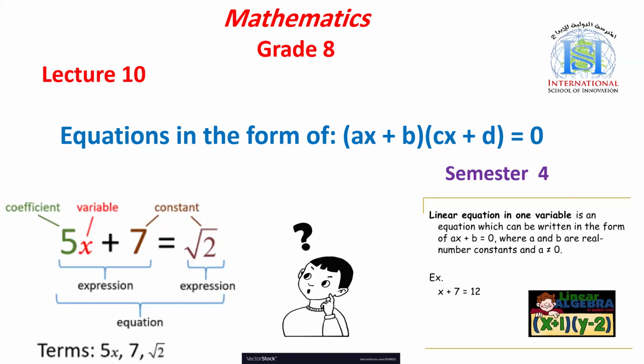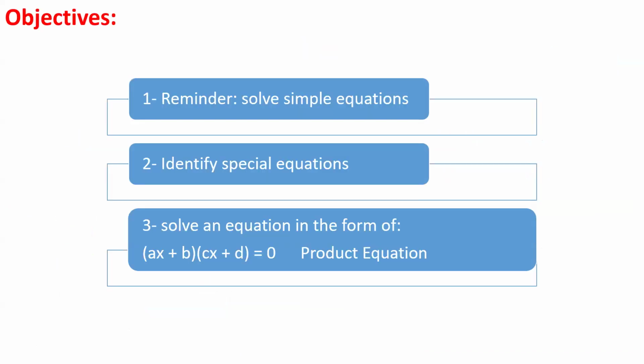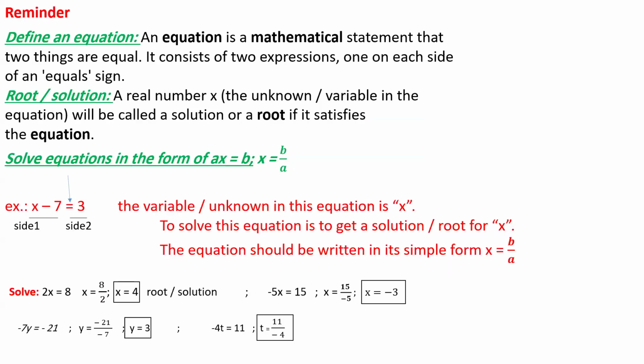In mathematics, this is lecture 10, and the title of our lesson is Equations in the Form of (ax + b)(cx + d) = 0. What are the objectives of this lesson? Number 1, as a reminder, solve simple equations. Number 2, identify special equations. Number 3, solve an equation in the form of (ax + b)(cx + d) = 0. And this form of equations, we call it a product equation.